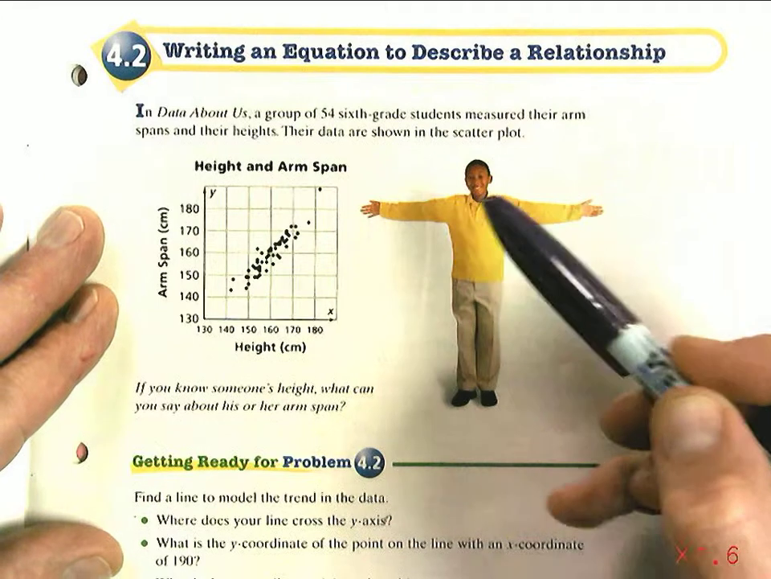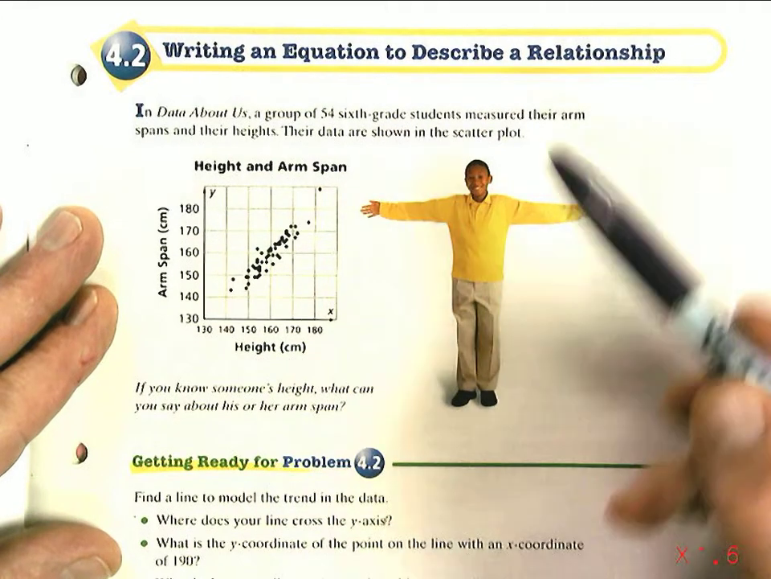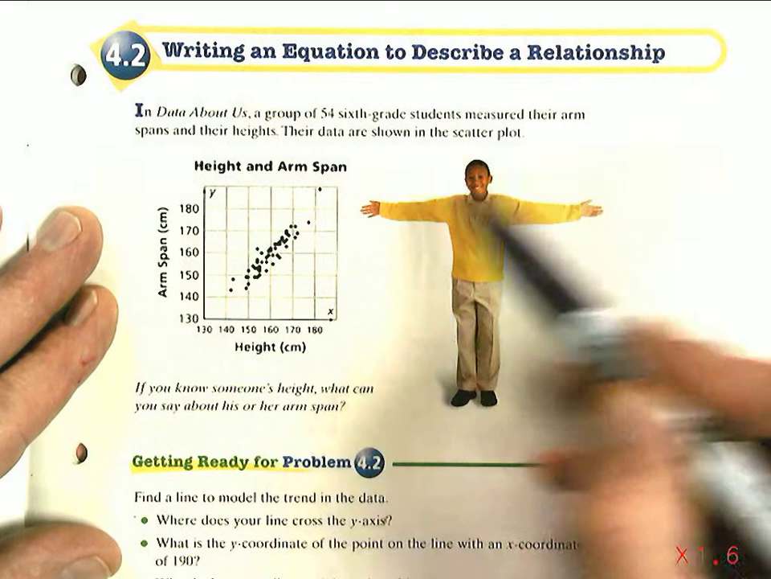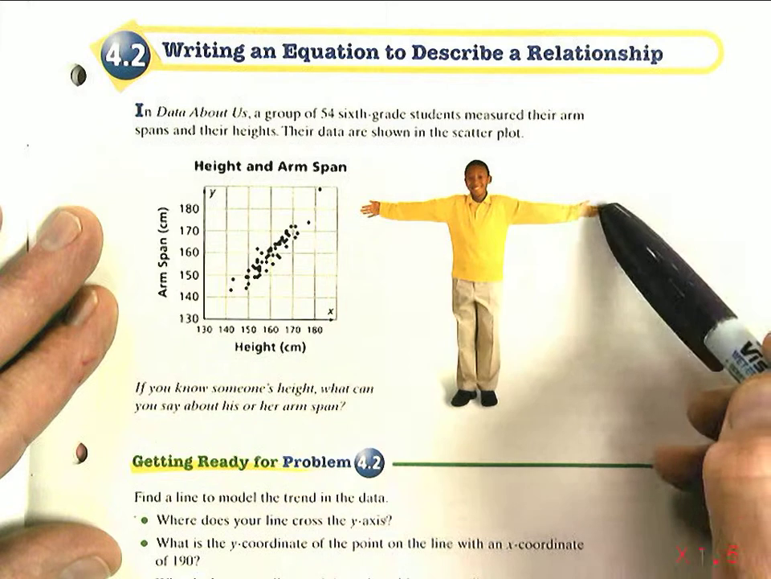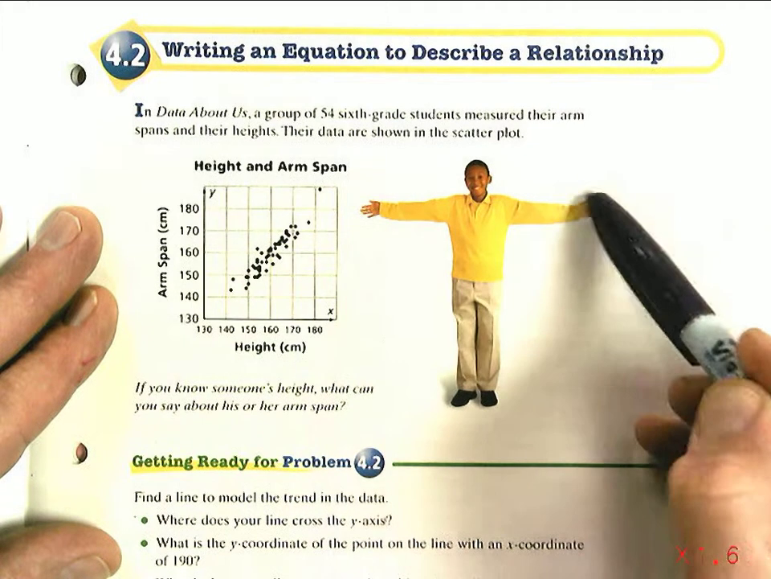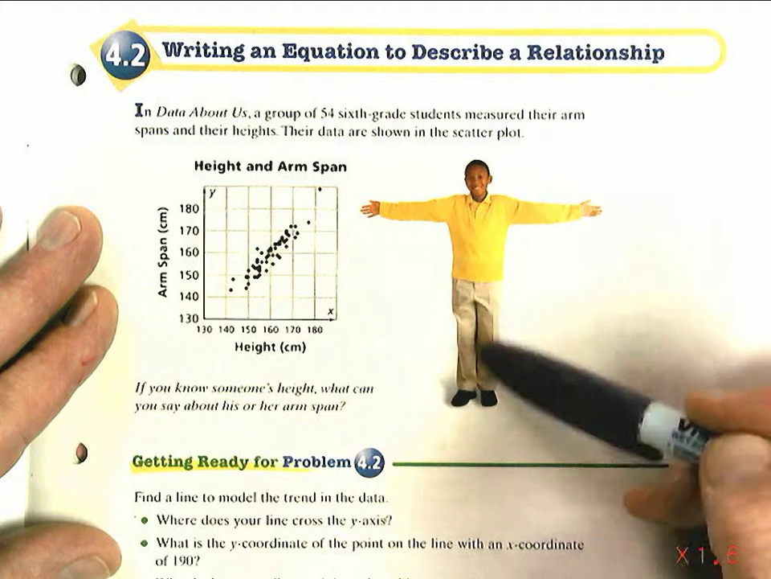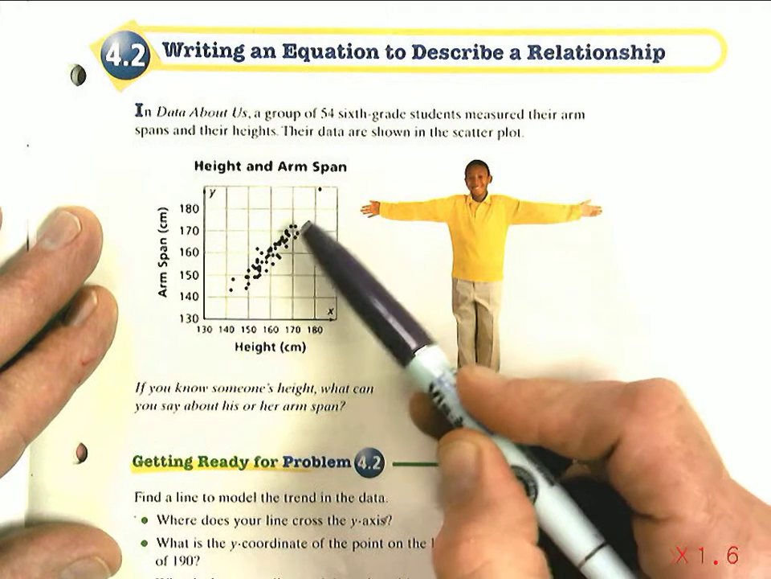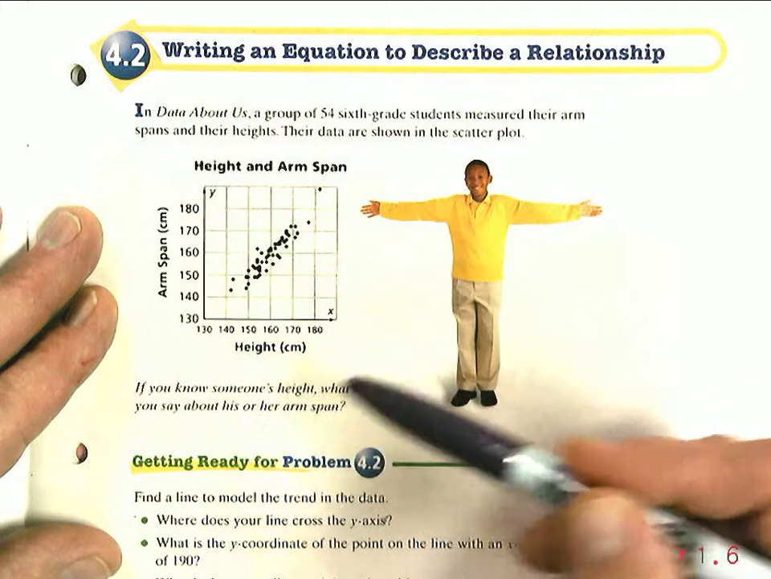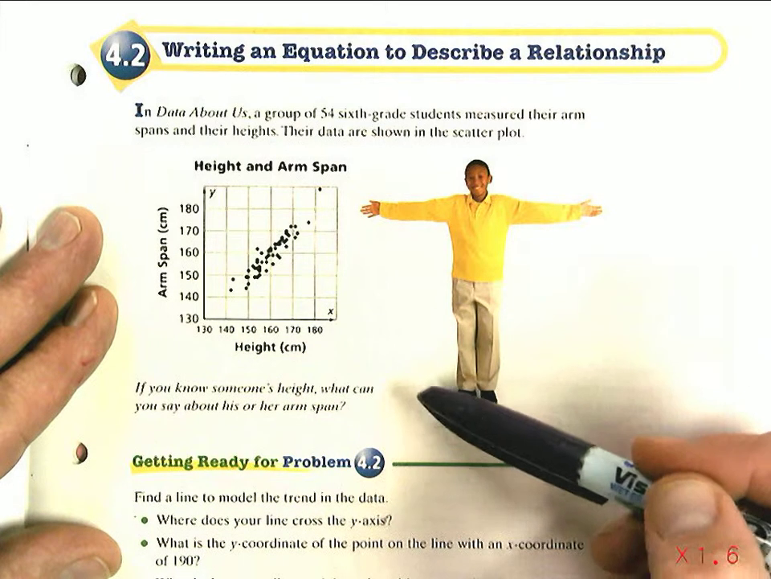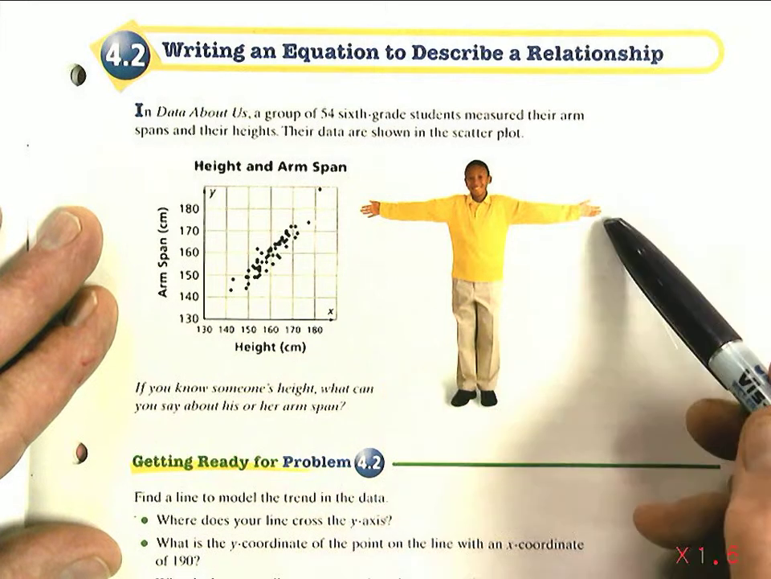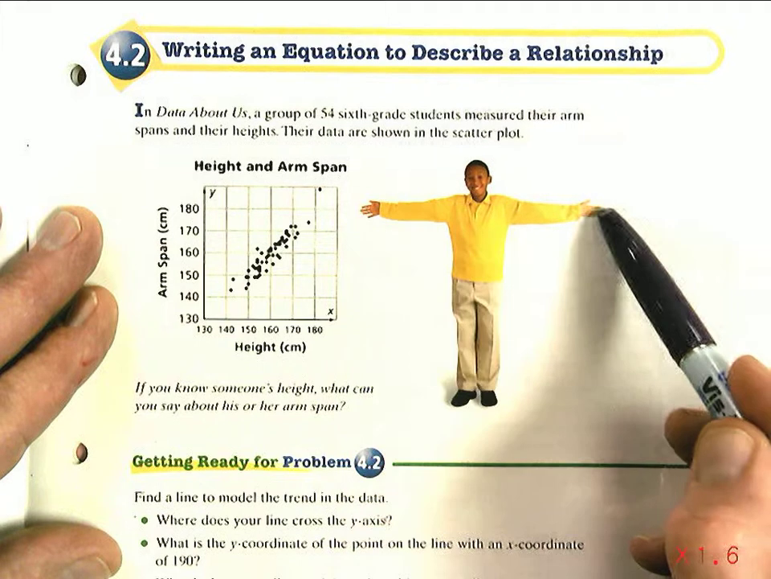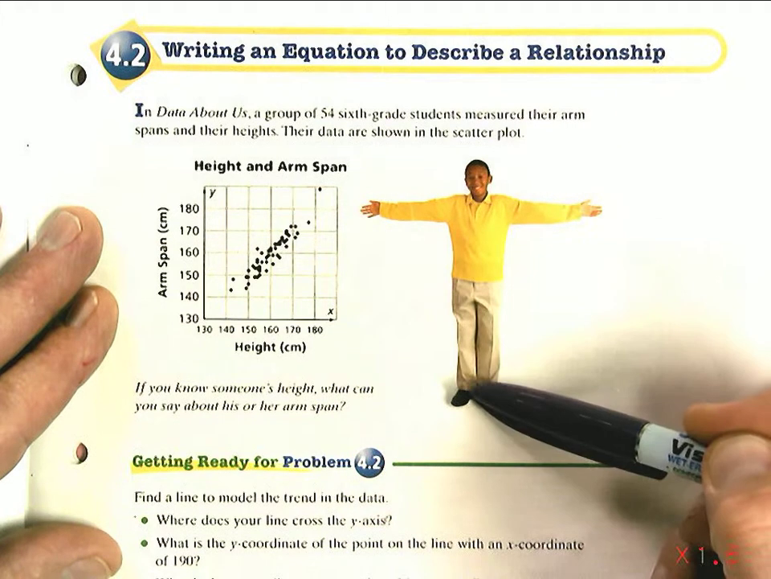The data that we're given in this case is 54 sixth grade students. They measure their arm span, from arm tip to arm tip, and then their height. And these are the numbers that show up on there. Really the question is, if you know someone's height, can you then predict their arm span? Is there a relationship between this distance and this distance?